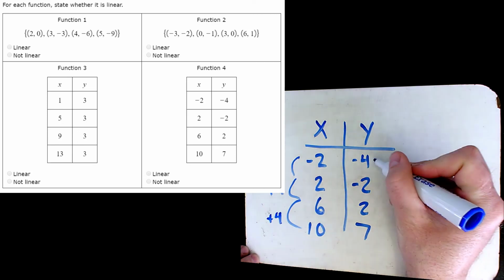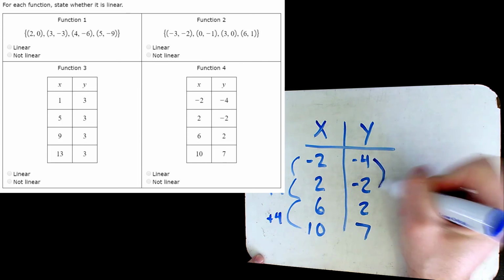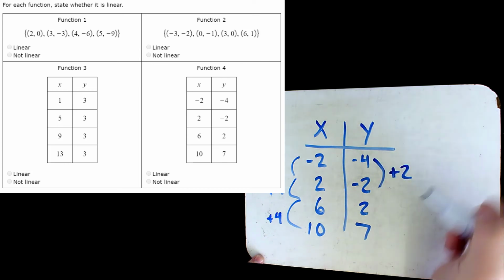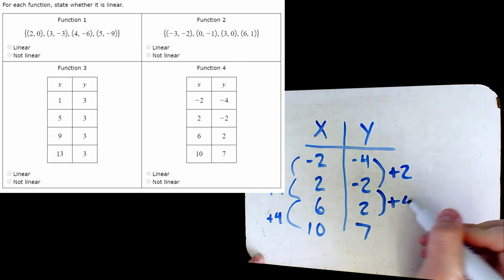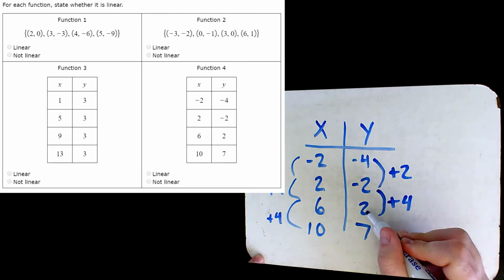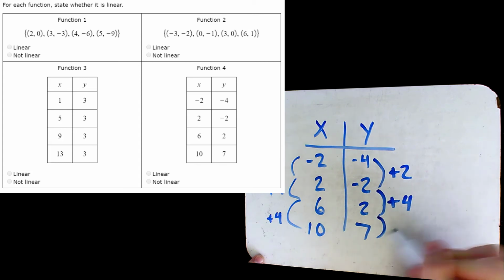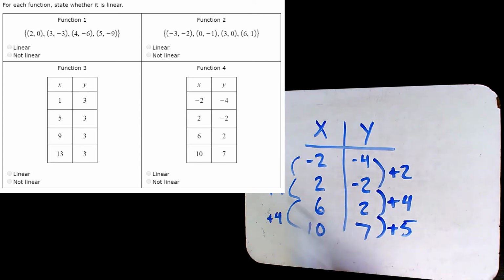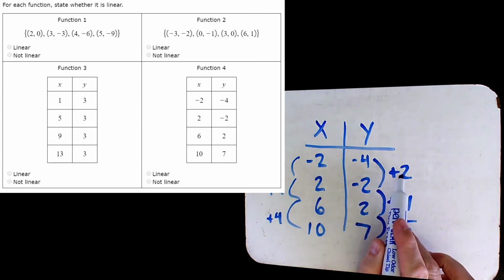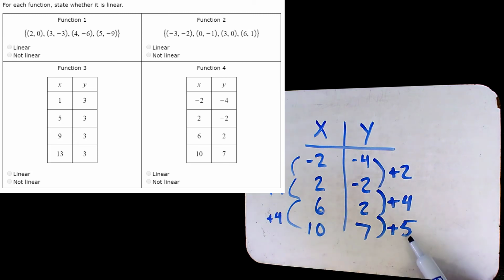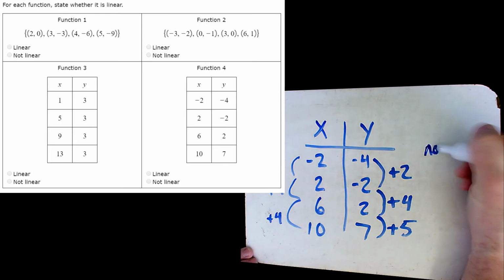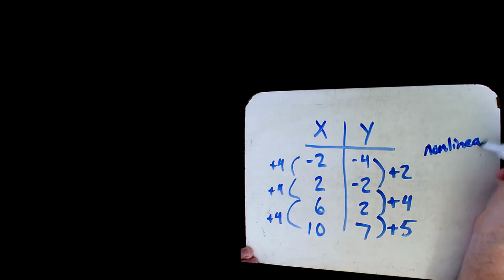Now, when I go from -4 to -2, that's an increase of 2. And from -2 to 2 is an increase of 4. And from 2 to 7 is an increase of 5. So when this one increased 4, it increased 2 over here. But when this one increased 4, it increased 4 over here. And increase of 4, increase of 5. So this one would be non-linear.